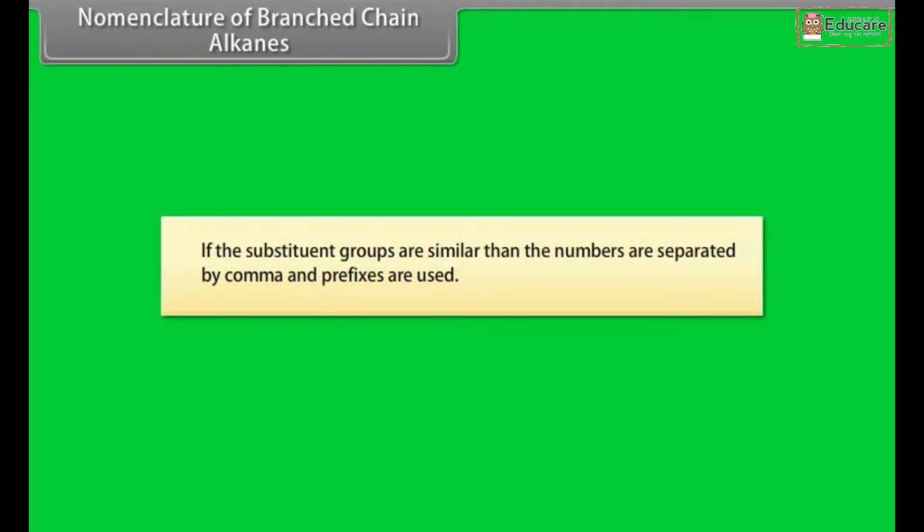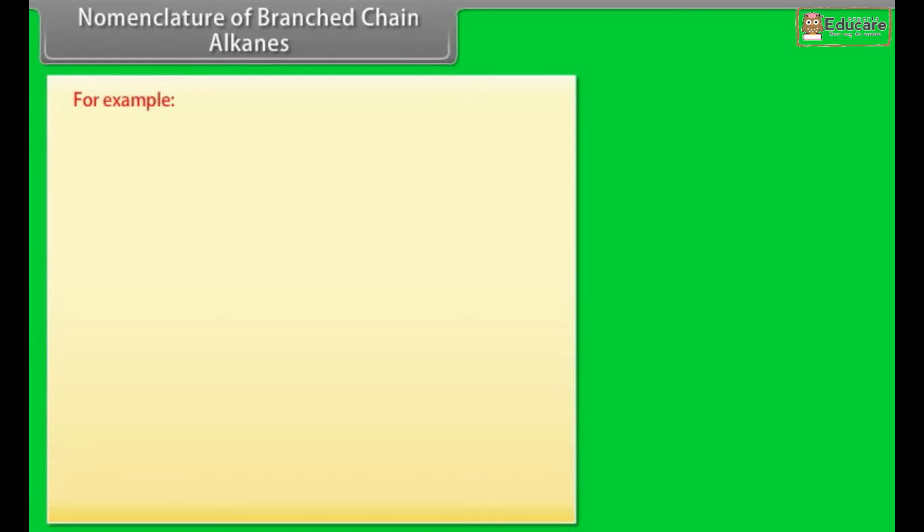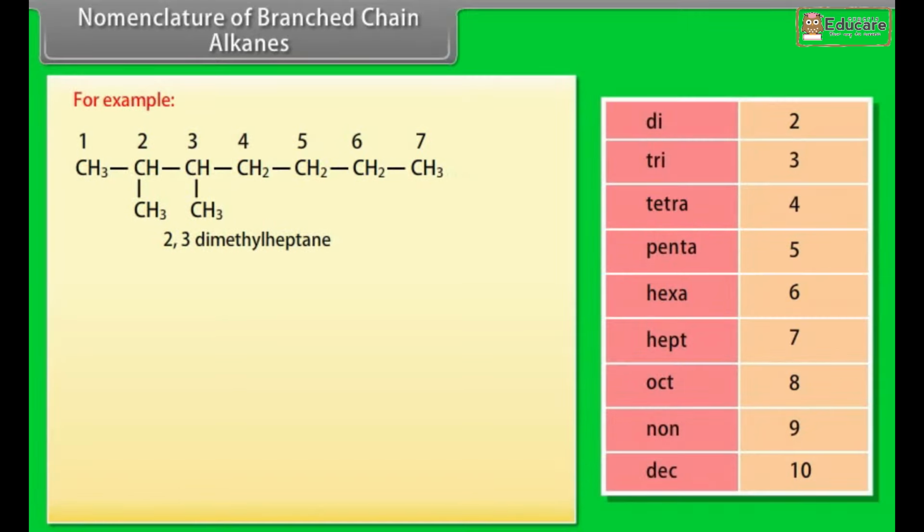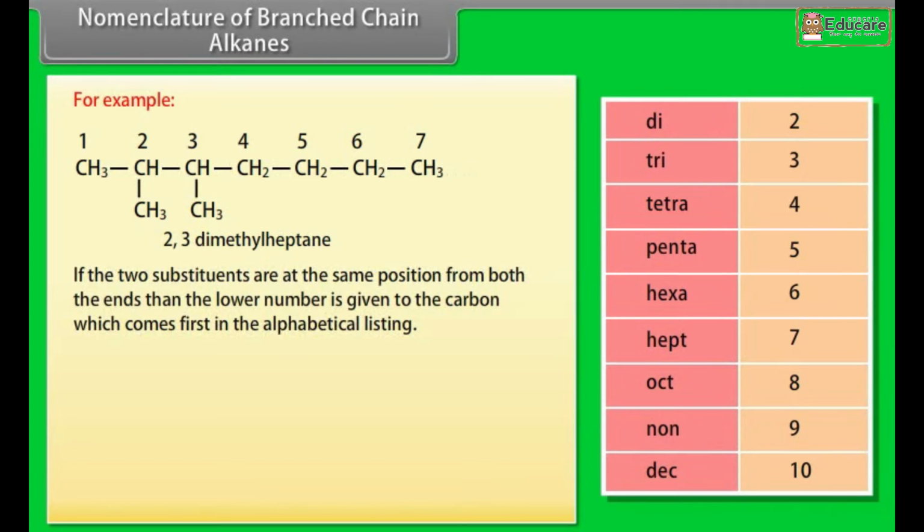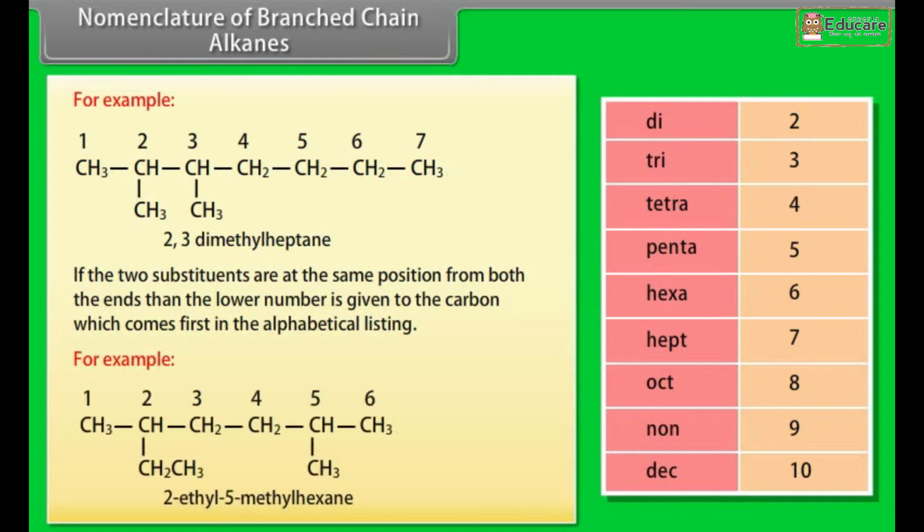Nomenclature of branched chain alkanes. If the substituent groups are similar, then the numbers are separated by commas and prefixes are used, as given below. If the two substituents are at the same position from both ends, then the lower number is given to the carbon which comes first in the alphabetical listing. For example, 2-ethyl-5-methyl hexane.